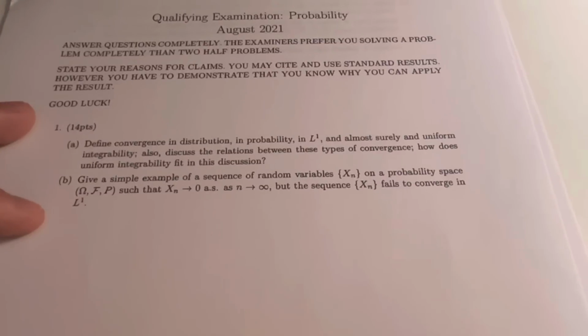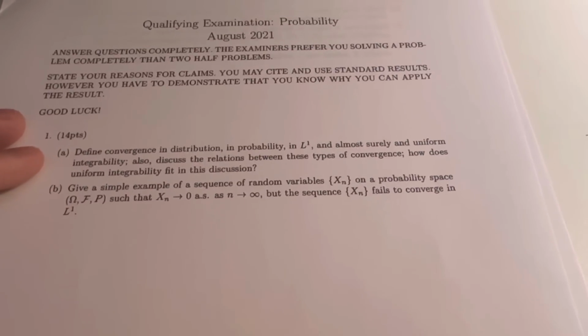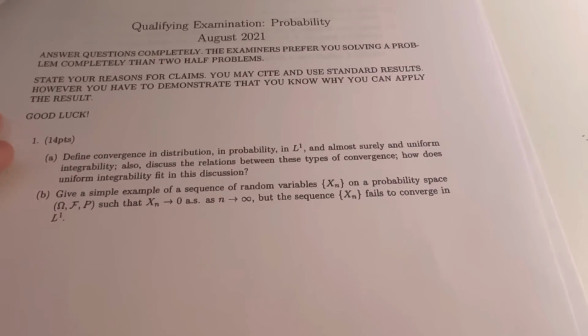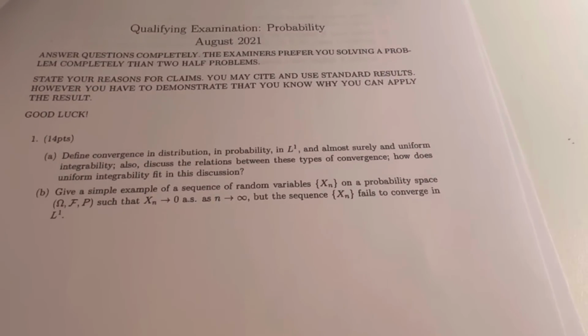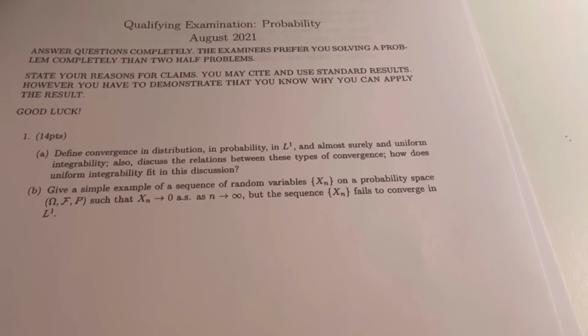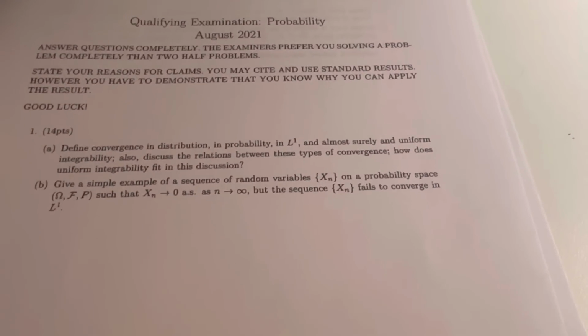Problem 1 is worth 14 points. Part A. Define convergence in distribution, probability, L1, almost surely, and uniform integrability. Discuss the relations between these types of convergence. How does uniform integrability fit in the discussion?